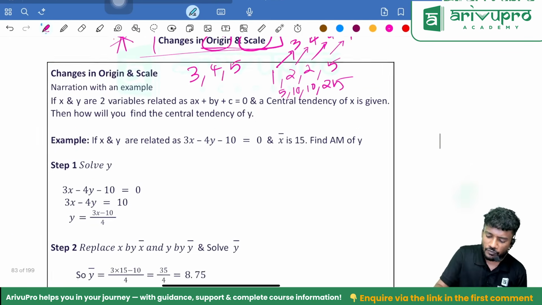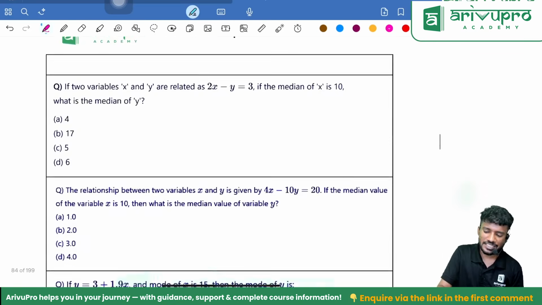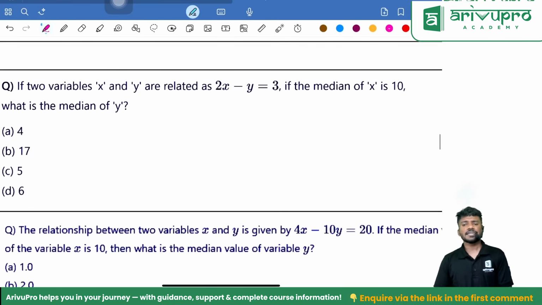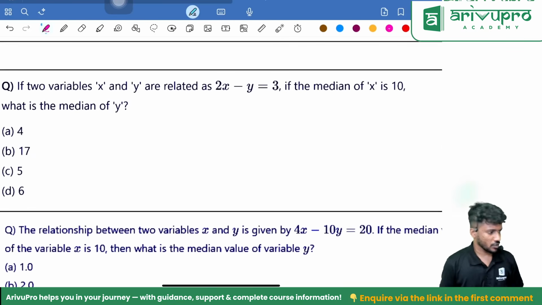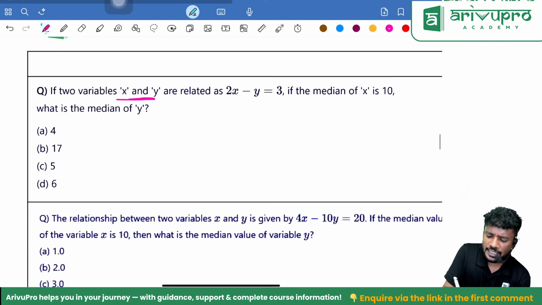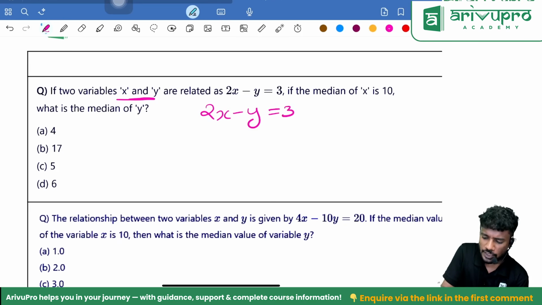Now, we will discuss some types of questions which can come for the exam. They will give them in terms of variables, and we will use these variables to find the answer. Two variables x and y are related as 2x minus y is equal to 3. Then the median of x is 10. Find the median of y.